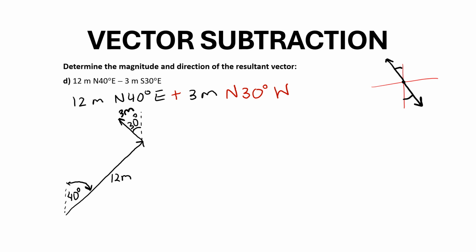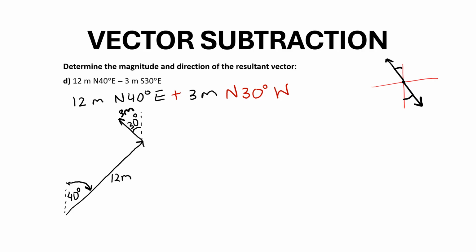Okay, so let's now answer question D. Determine the magnitude and direction of the resultant vector for 12 meters at north 40 degrees east minus 3 meters at south 30 degrees east. So we have to flip the subtracted vector. South 30 degrees east will become north 30 degrees west. So minus 3 meters south 30 degrees east, it will become plus 3 meters at north 30 degrees west.